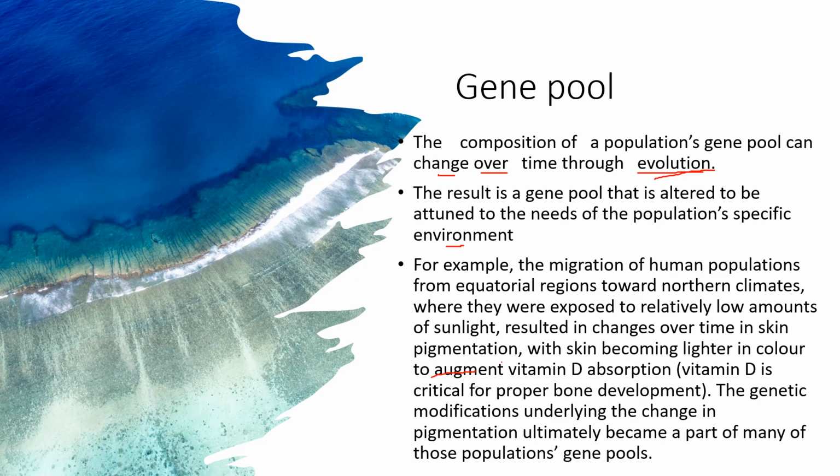The genetic modification underlying the change in the pigmentation ultimately became a part of many other populations' gene pool. So I have given the example. In this example, you can see that the people who migrated from the equator to the northern climates, their skin pigmentation became lighter, and this is one example of the alteration of the gene pool.